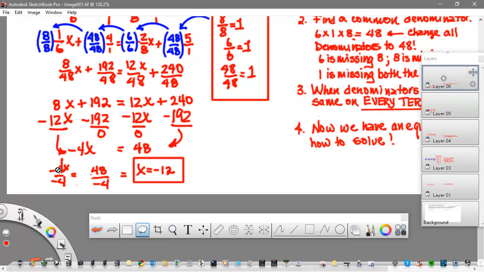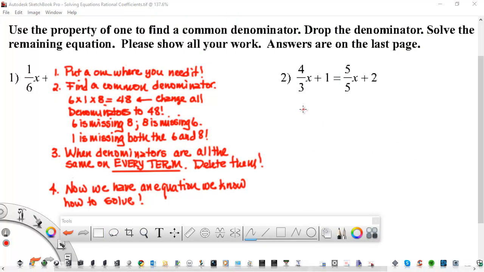-4x divided by -4. I do it to this side, and I end up getting x equals negative 12. And that is the answer. Okay, in this next problem we're doing number 2.